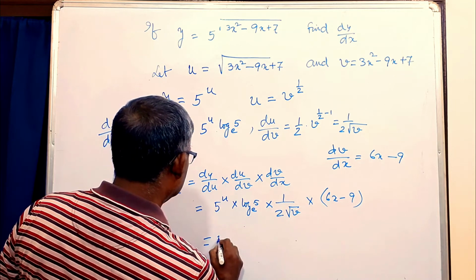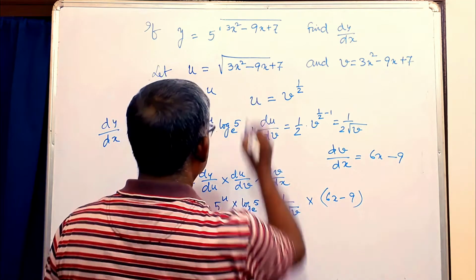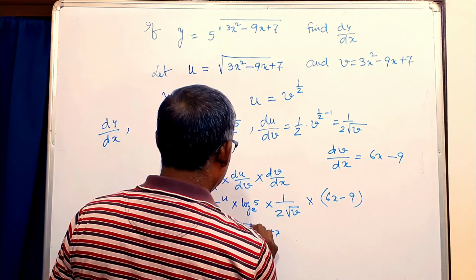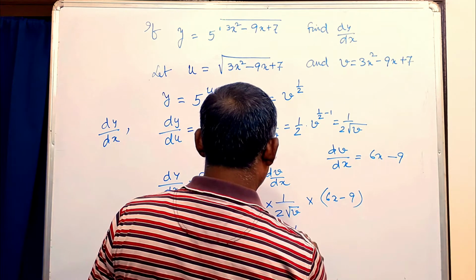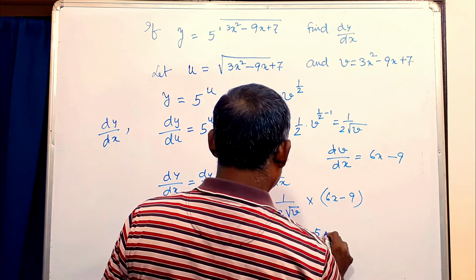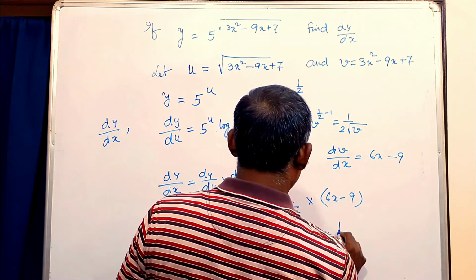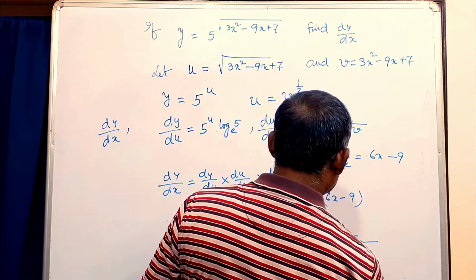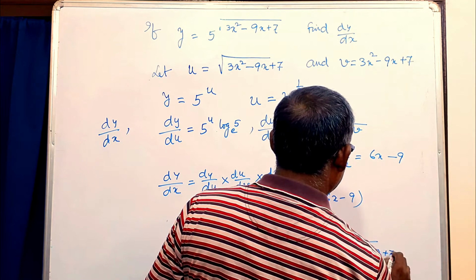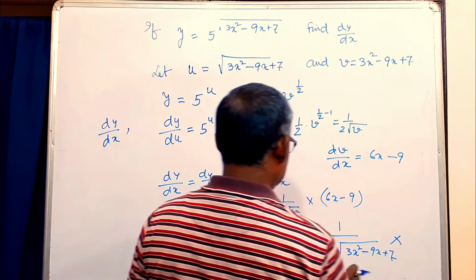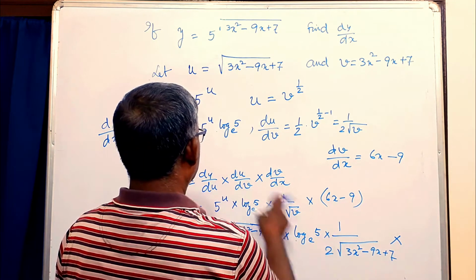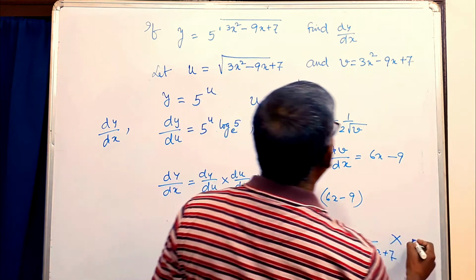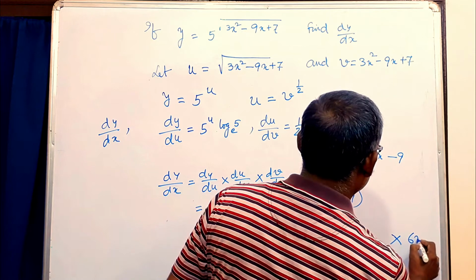So it will be 5 to the power root over u, meaning 3x square minus 9x plus 7, into log 5 base e into 1 by 2 root over v, that is 3x square minus 9x plus 7, into the value of du/dv, and then put the value of dv/dx, that is 6x minus 9.